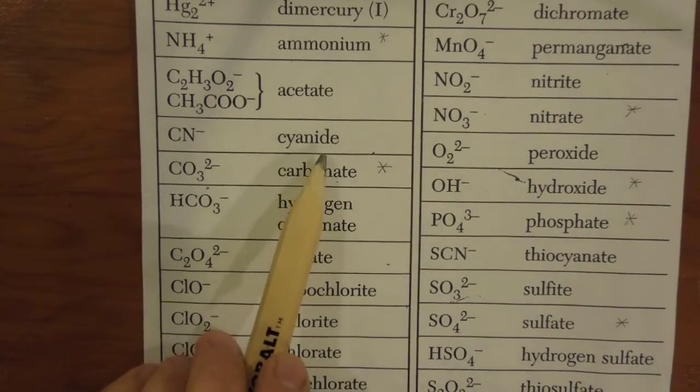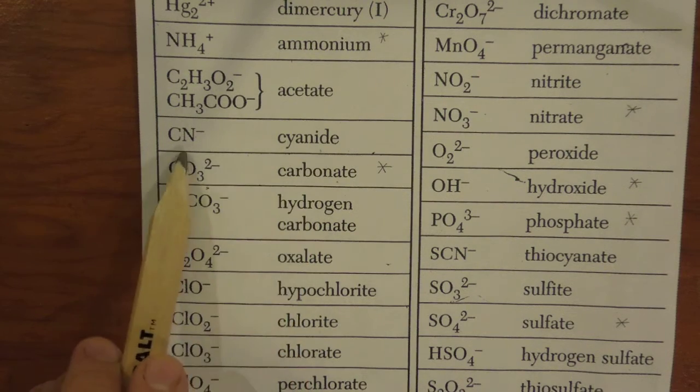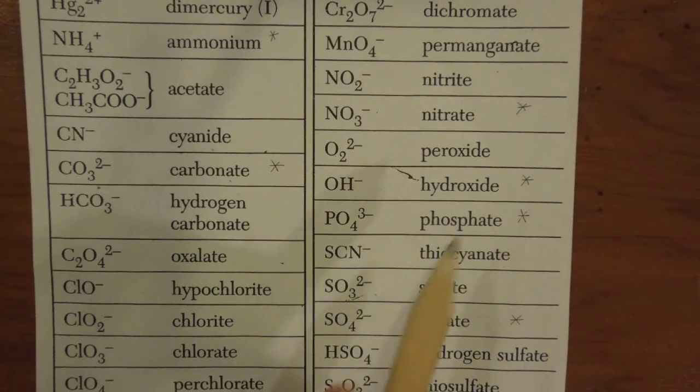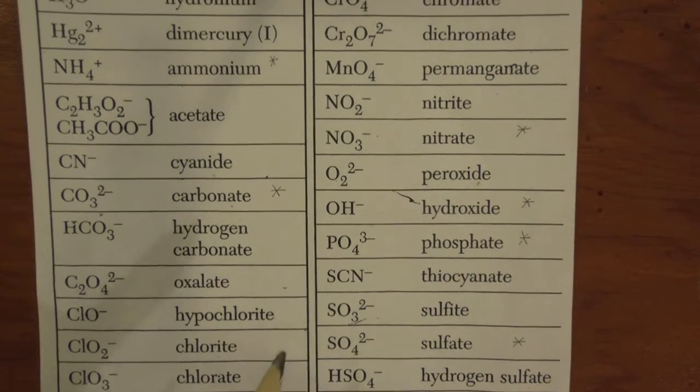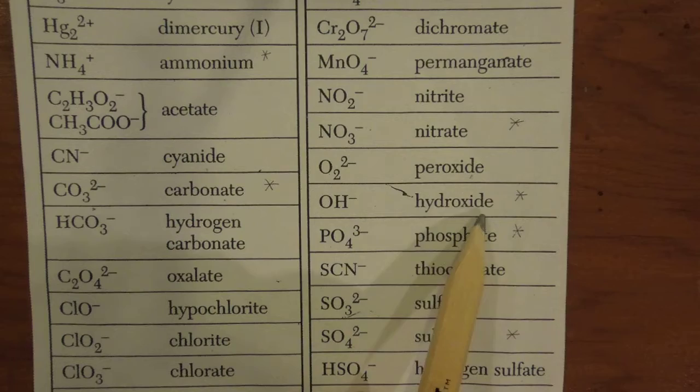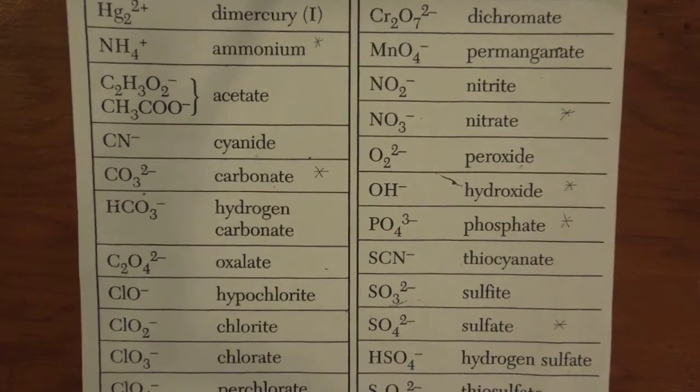Common exceptions are our friends cyanide here. Yes, that's the poison. Peroxide. Yes, that's the same peroxide that we have in hydrogen peroxide. And hydroxide below it here, which is actually quite common. You're going to see this one a lot, ends with IDE.